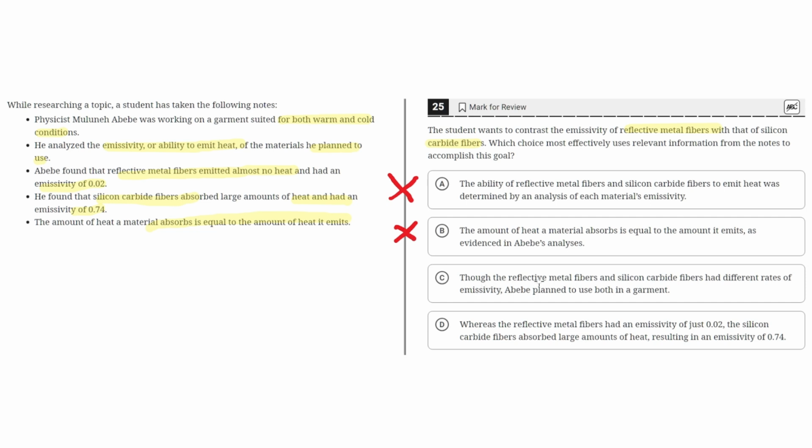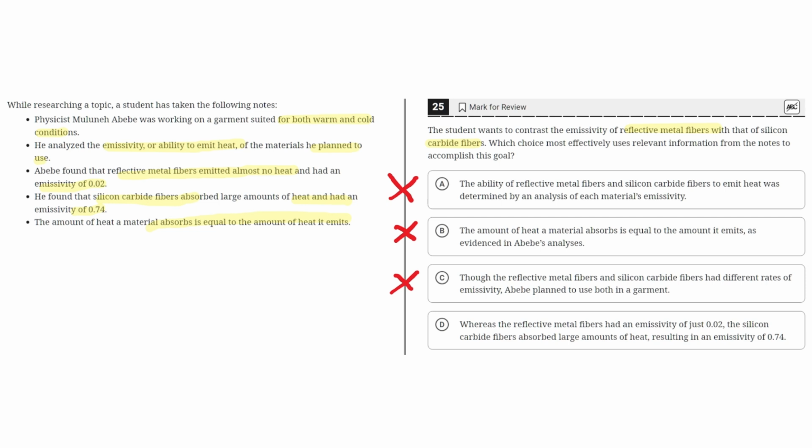C. Though the reflective metal fibers and silicon carbide fibers had different rates of emissivity, Abebi planned to use both in a garment. This is incorrect because this does not properly contrast the emissivity of both of these fibers. It simply says that they had different rates of emissivity, so C can be eliminated as well.